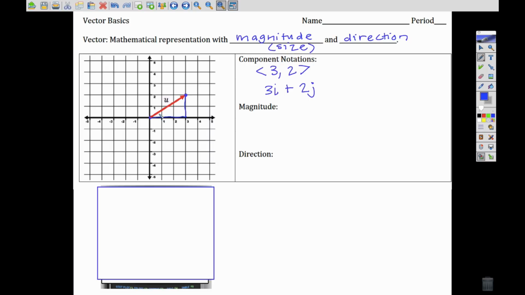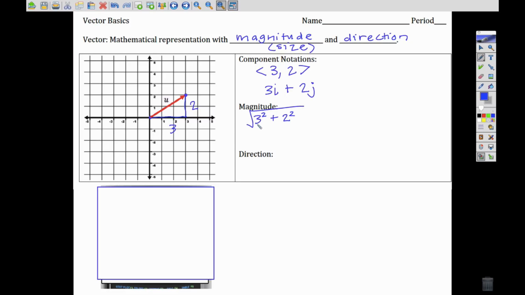So if we think about this, we can use the Pythagorean theorem to find the magnitude because I know that this is 3 and I know that this is 2. So then I can just use a squared plus b squared is equal to c squared. So the length of vector u, the magnitude, is going to be 3 squared plus 2 squared, a squared plus b squared, and then the square root of that.